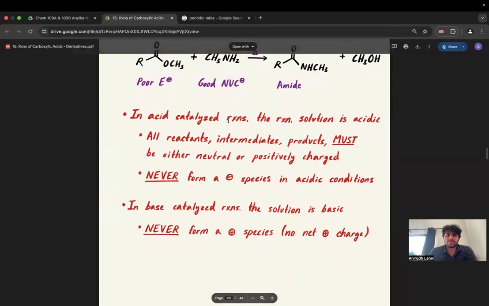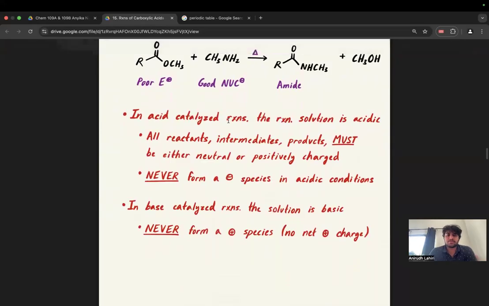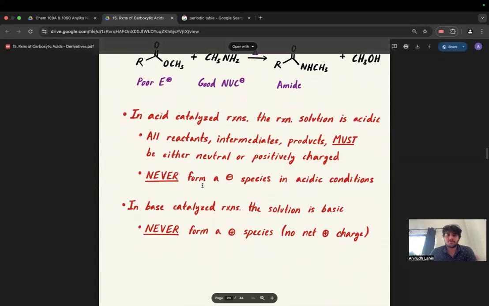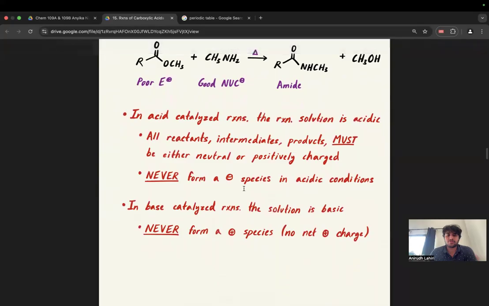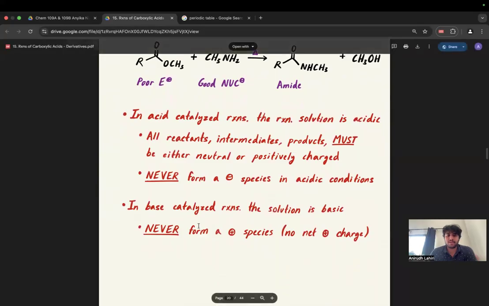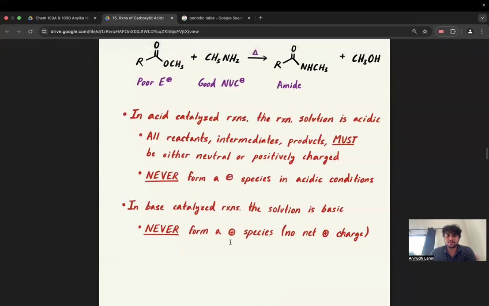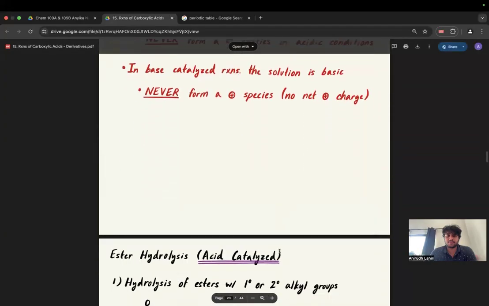In acid catalyzed reactions, when you're drawing the intermediates, everything in the reaction mechanism, if it's acidic conditions, you never form a negative. You can have neutral, you can have positive, never negative. And for base, you never form a positive. You can have neutral, you can have negative, never a net positive.